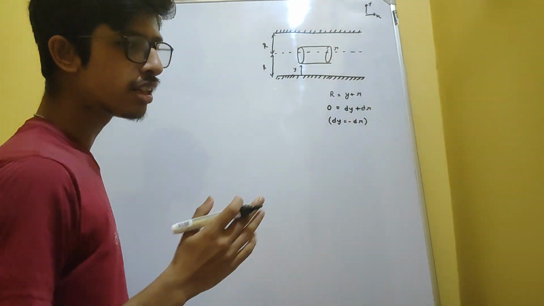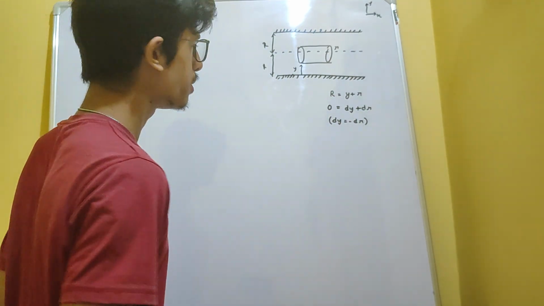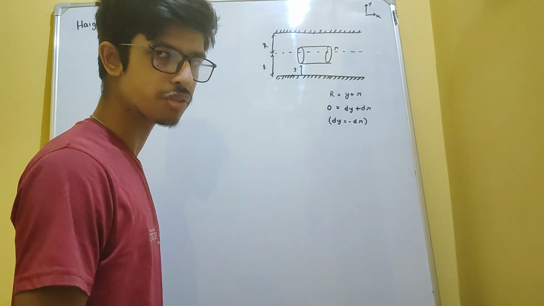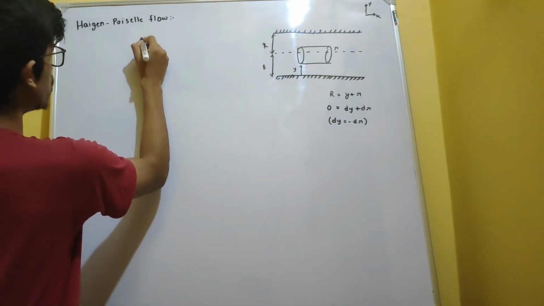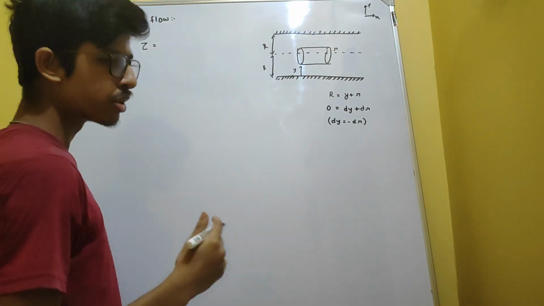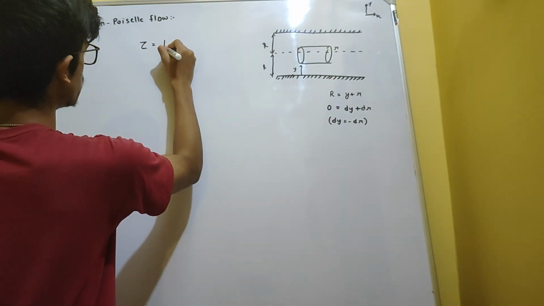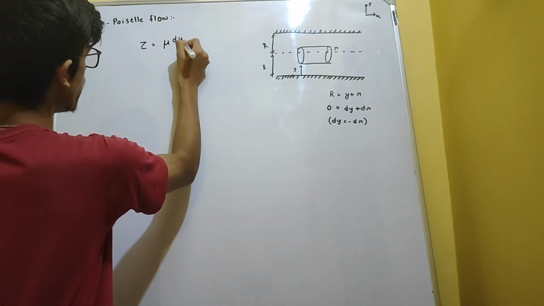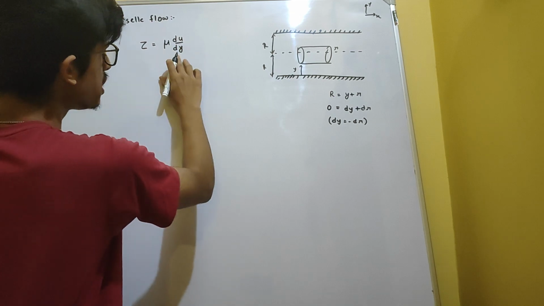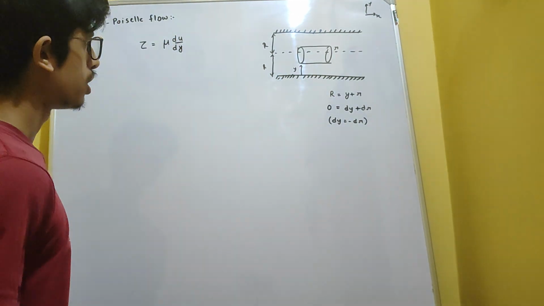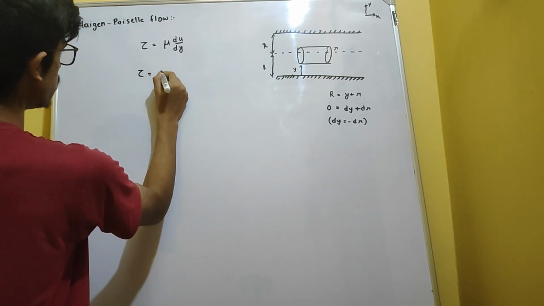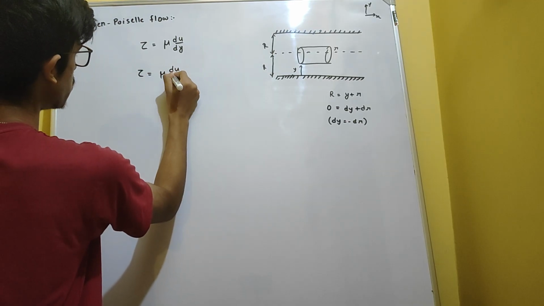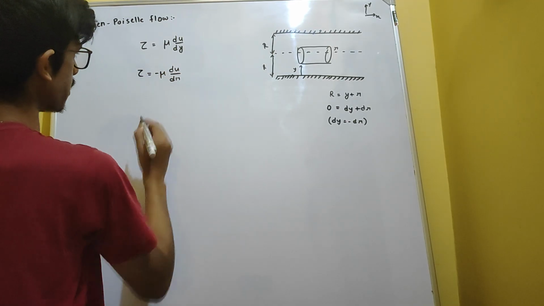So for finding the velocity distribution, we will be writing the shear stress equation at this y distance, right? So tau, shear stress, from Newton's law of viscosity, we know tau is equal to mu du by dy, and this dy is taken from the wall. So what is dy? dy is minus of dr.